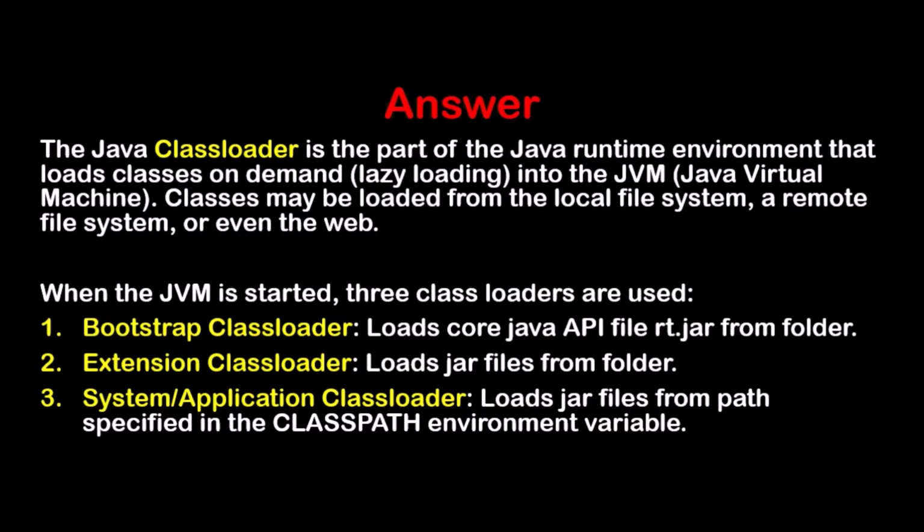Number 1. Bootstrap class loader, loads core Java API file rt.jar from folder. Number 2. Extension class loader, loads jar files from folder. Number 3. System application class loader, loads jar files from path specified in the classpath environment variable.